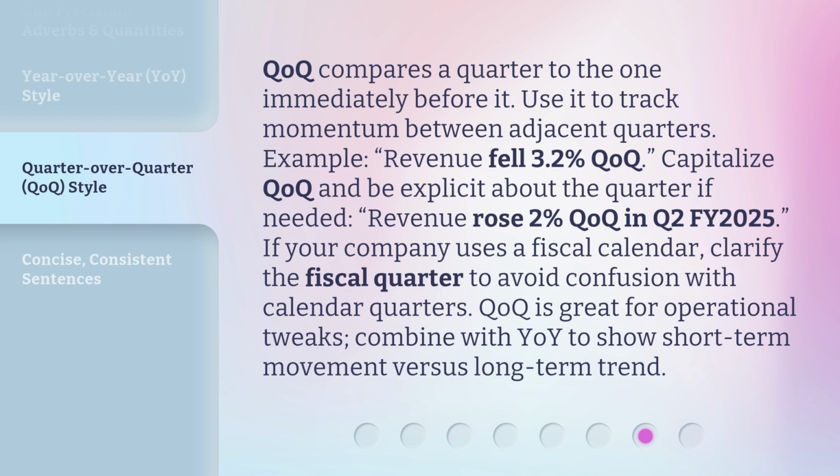Revenue rose 2% QoQ in Q2 FY 2025. If your company uses a fiscal calendar, clarify the fiscal quarter to avoid confusion with calendar quarters. QoQ is great for operational tweaks. Combine with YoY to show short-term movement versus long-term trend.